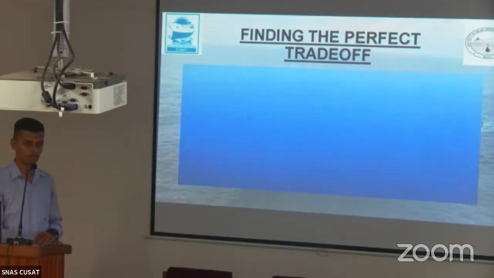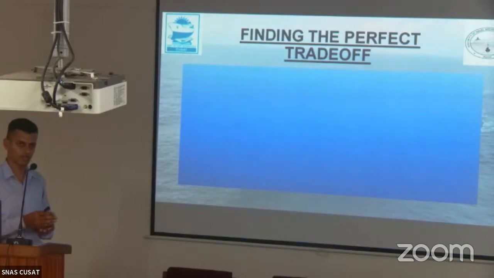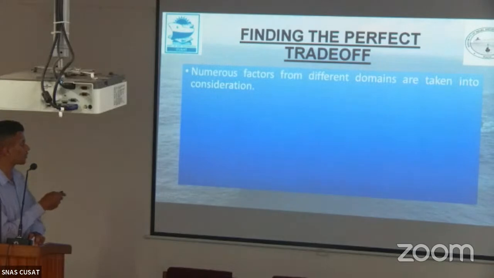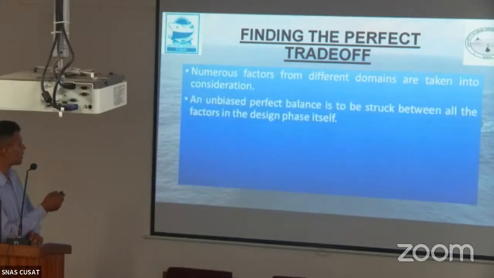Because looking from the perspective of a normal naval architect, you would be aiming to optimize the common aspects like seakeeping, propulsion, resistance, etc. But from the perspective of a warship designer, or the user who is going to operate the ship, you will demand more deck space, more weaponry, and more and more sensors. So what is the perfect trade-off between those two is a very important question. Numerous factors from different domains are taken into consideration, and an unbiased perfect balance is to be struck between all the factors in the design phase itself.